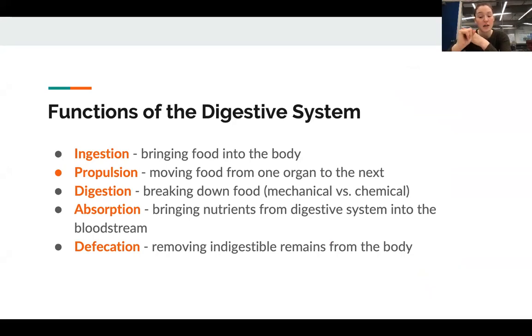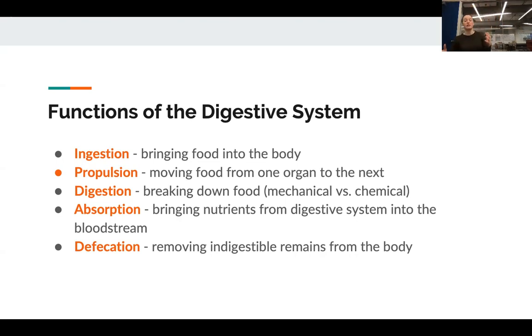The esophagus propels the chewed up food from the mouth to the stomach. The stomach does a bit of propulsion from one end to the other into the small intestine. The small and the large intestine are all also doing propulsion, right? So if it is involved in moving it from place to place, it's doing propulsion.